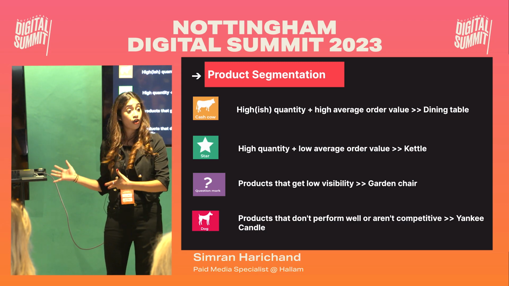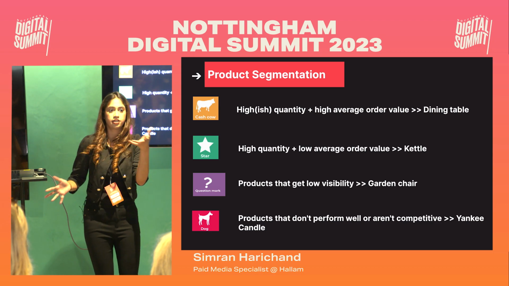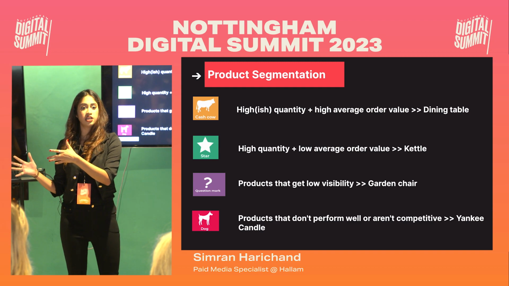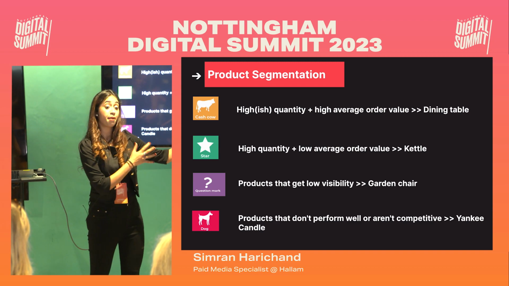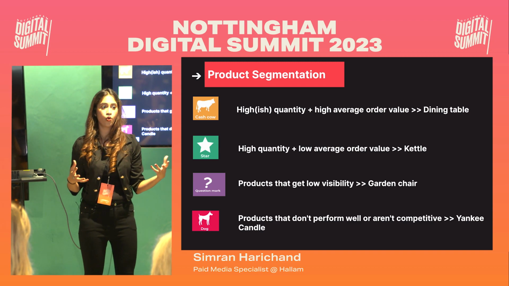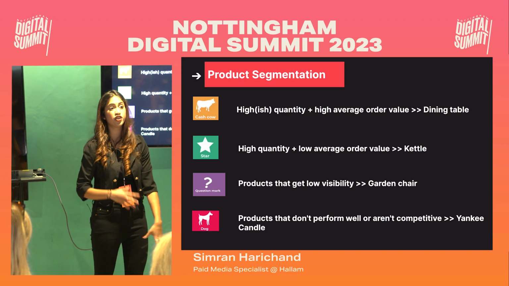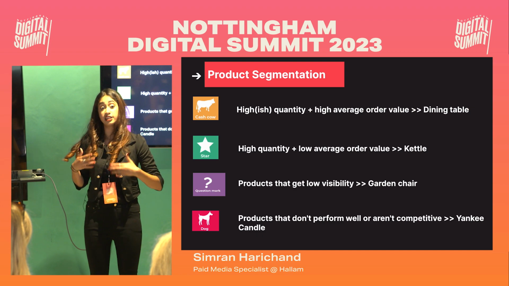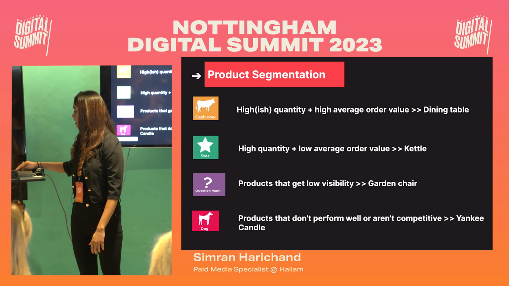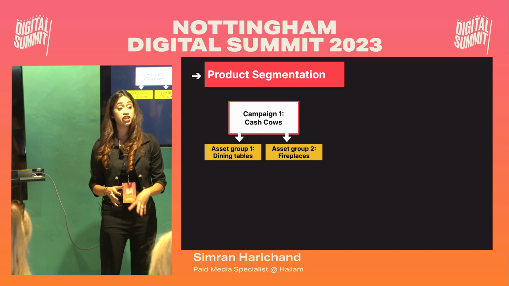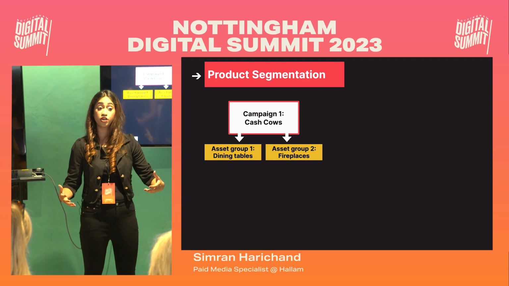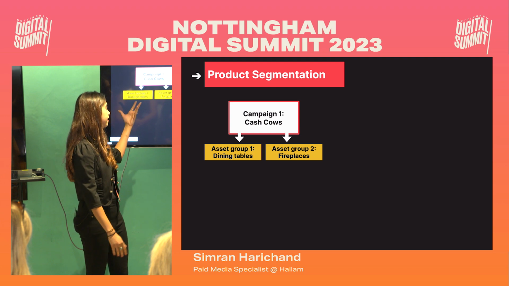What does this look like in practice? How do you know which of your products are cash cows, star products? You can look at your internal data, your sales data, or you can look at your past campaign performance and then see which products are generating revenues for you, which ones are not, which don't get visibility. Let's say you look at your internal data and you see that your dining tables and your fireplaces actually generate a lot of money for you and they're quite expensive. So they are your cash cows.